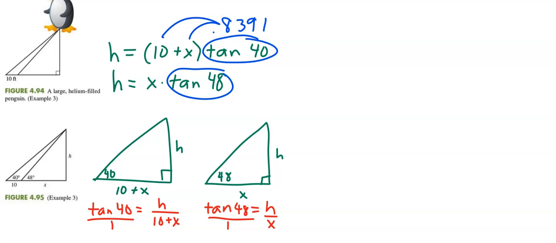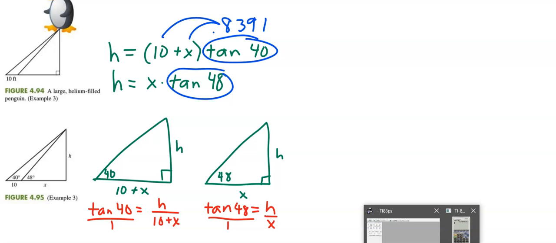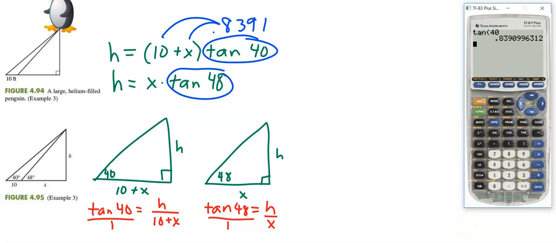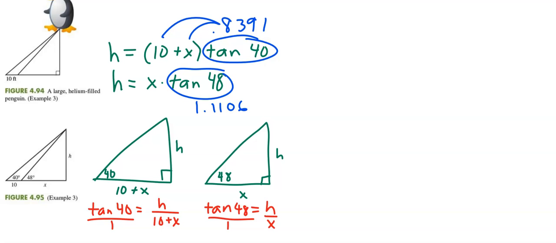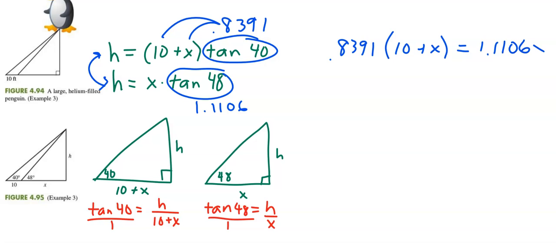And what we're going to do is distribute it to both of those. It'll look a lot nicer if I do it this way. Tangent 48 is 1.1106. Okay, so of course I'm going to set these two things equal to each other. It's substitution. So I've got 0.8391 times 10 plus x on one side, and 1.1106x on the other side.